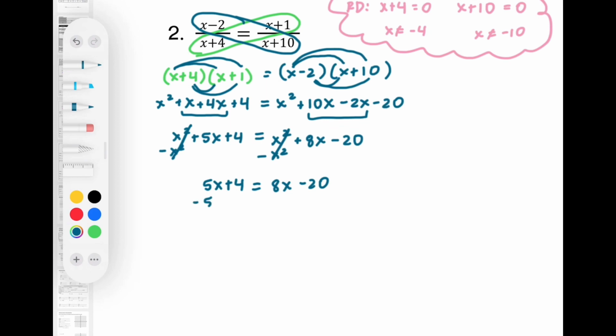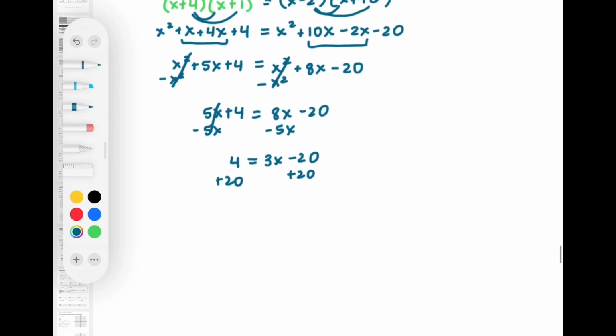So I'm going to subtract 5x from both sides. And we get 4 equals 3x minus 20. And then we add 20 to both sides. So we would get 24 equals 3x, because this cancels. Divide both sides by 3, and we get x equals 8.